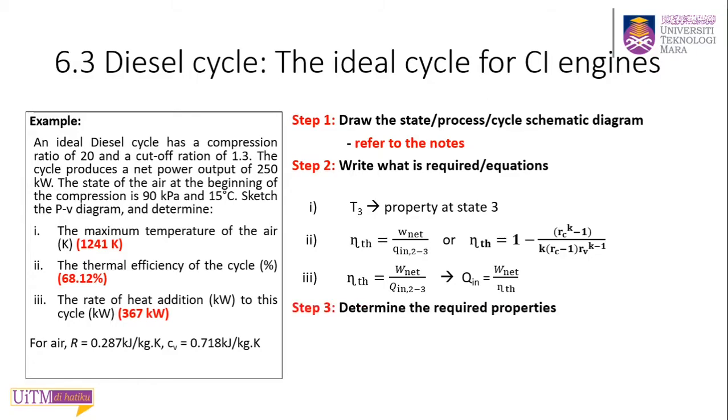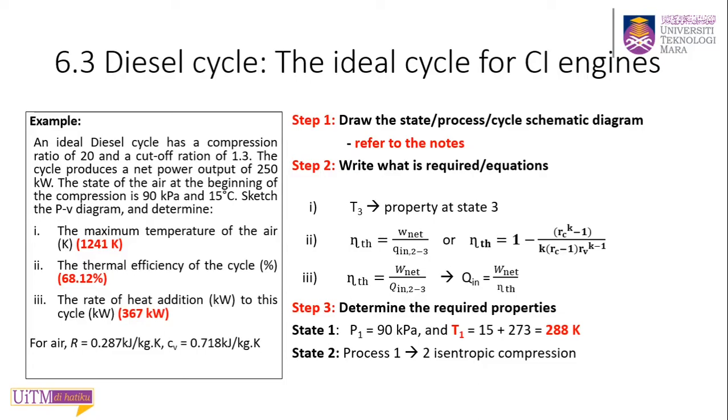For step 3, determine the required properties at each of the states. At state 1, since the value for temperature is given in units Celsius, remember to convert it to units Kelvin. At state 2, since process 1 to 2 is an isentropic compression, we will use the isentropic relationship equation for gases to find the temperature here at state 2.